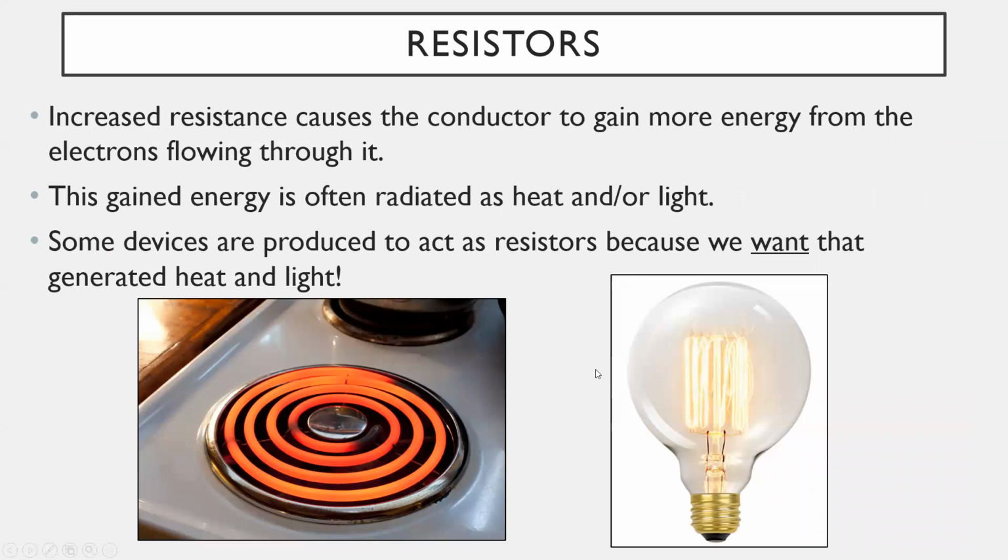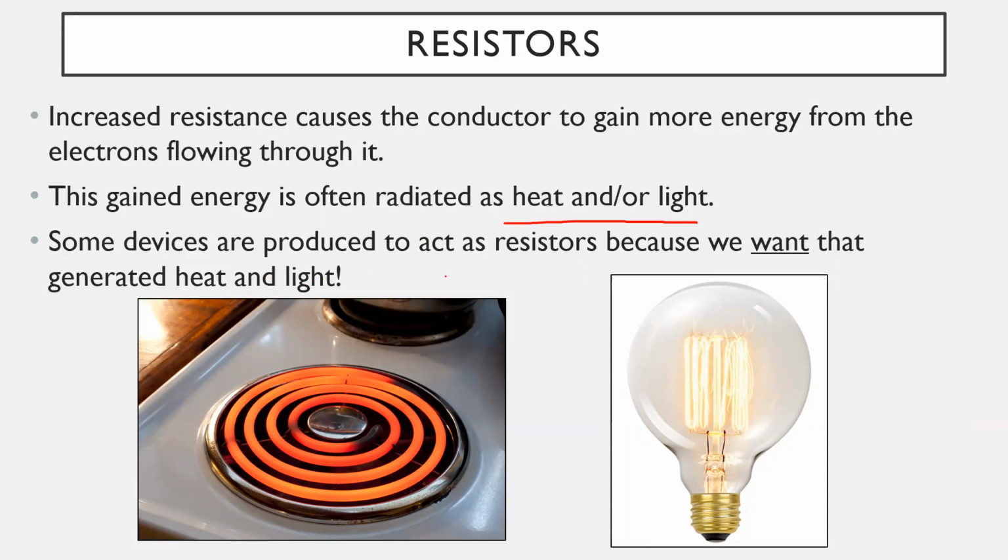All right, so increased resistance causes the conductor to gain more energy from the electrons flowing through it. That's what happens when you have more resistance, basically because it's having a hard time pushing the electricity through the whole current. The energy from that, which is related to the volts, has to go somewhere. So the gained energy is often radiated as heat or light. In other words, when you have something with a high resistance that's got electricity flowing through it, you might have heat that gets generated in that resistor.